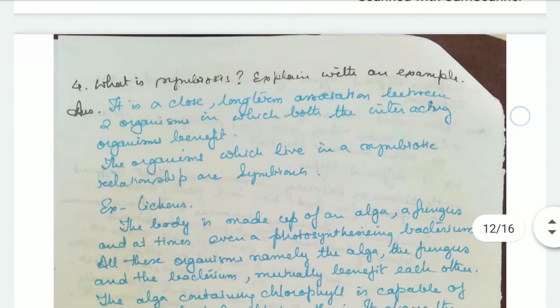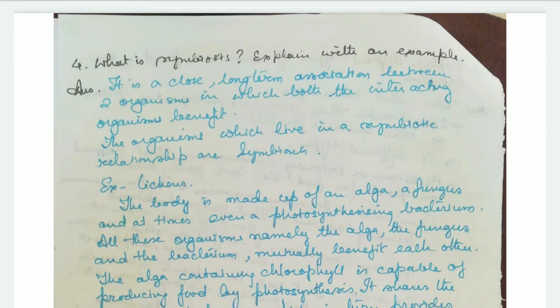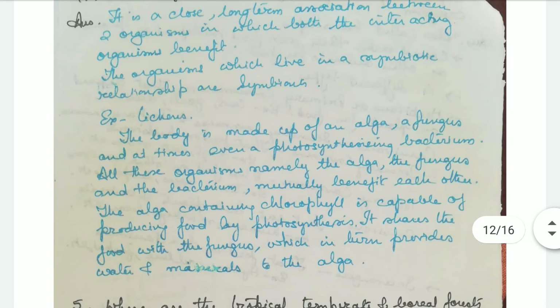Okay. So the next question is, what is symbiosis, and explain with an example. Symbiosis is a close and long-term association between two organisms in which both the interacting organisms benefit. So symbiosis is a relationship, an association in which two or more organisms live closely to each other, and it's a long-term association in which both of them get the benefit. The organisms which live in symbiotic relationships are called symbionts.